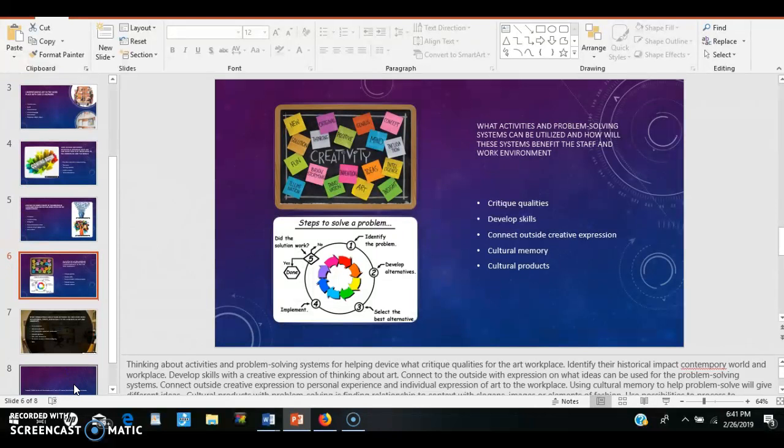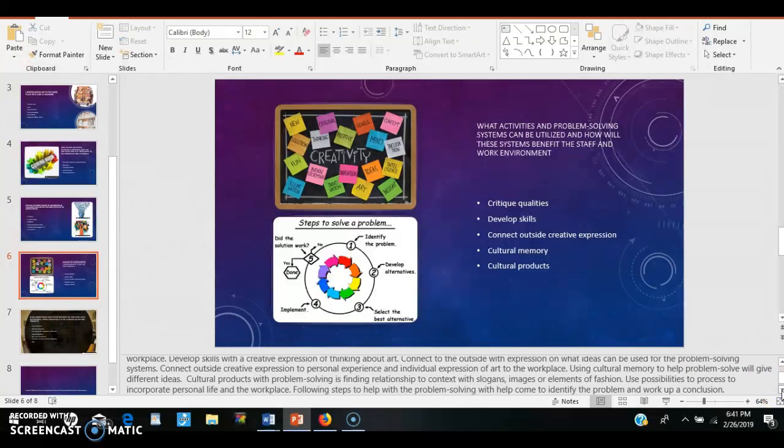What activities and problem-solving systems can you utilize, and how will these systems benefit the staff and work environment? Thinking about activities and problem-solving for helping devise the critique qualities of art in the workplace, identifying their historical impact, the contemporary world, and the workplace. Develop skills with creative expression of thinking about art. Connect to outside expression with ideas you can reuse from problem-solving systems. Connect outside creative expressions to personal experiences and individual expressions of art in the workplace.